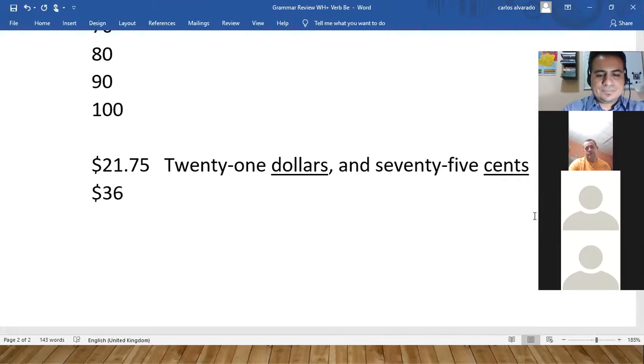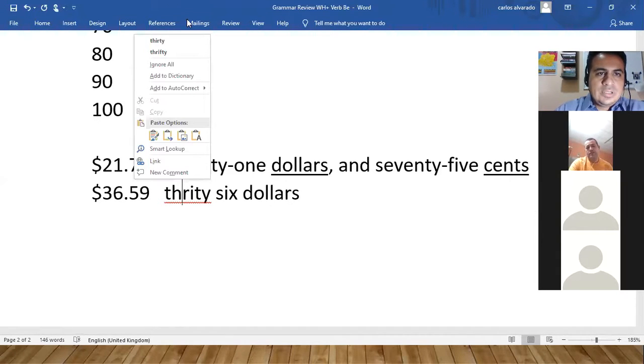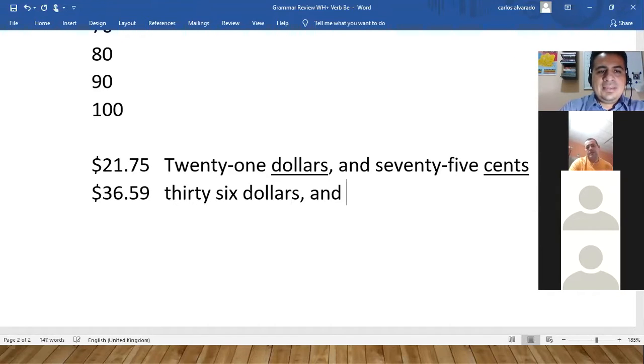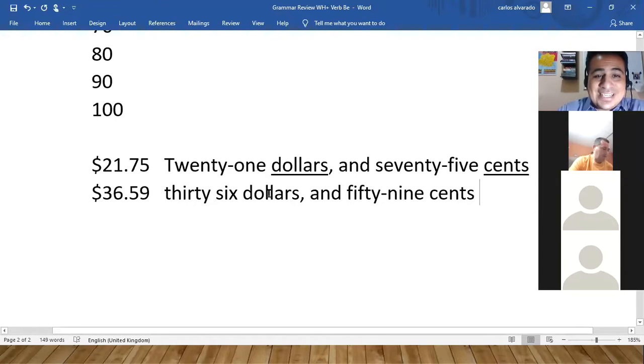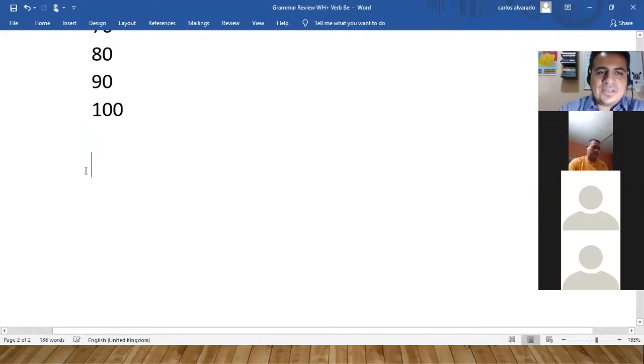How much is this? How do you say that number? Talking about money. $36.59. Okay, very good. So, $36. Okay? A mí me gusta ponerle esta línea aquí. 59 cents. $36.59. Okay?